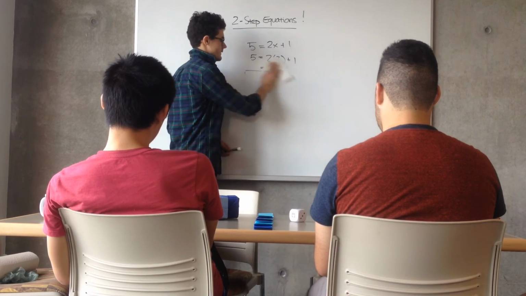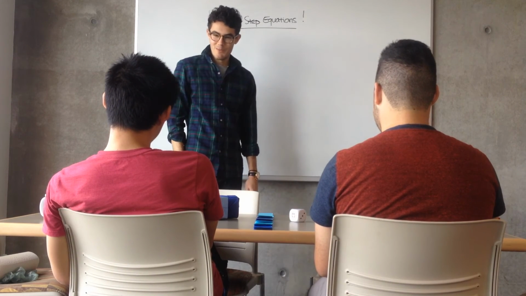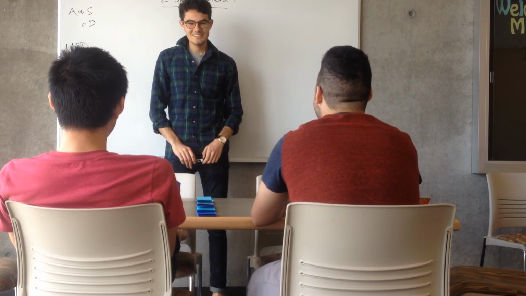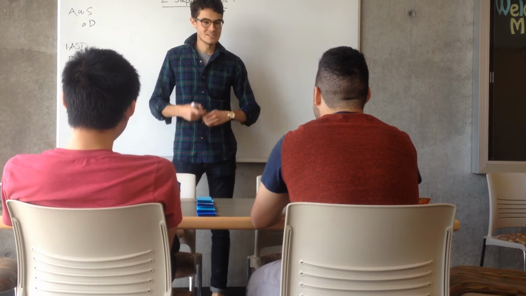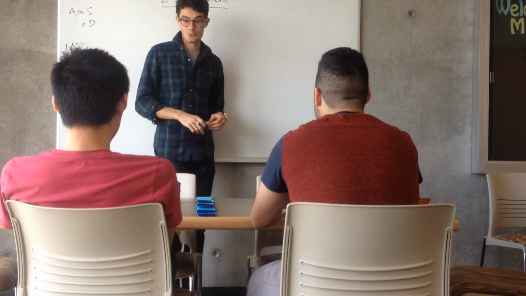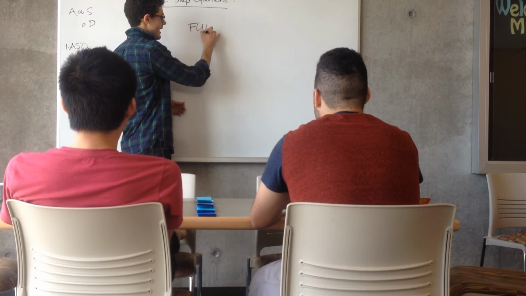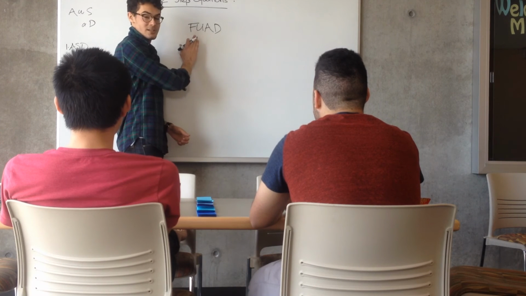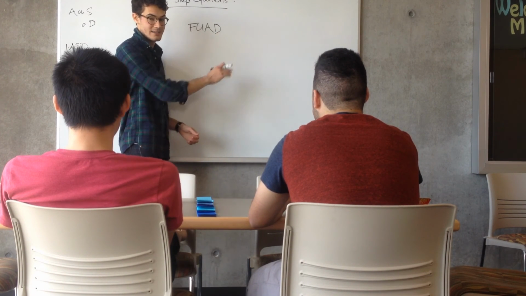But Mr. Bradley, is there an easy way to remember how to do it? Of course there's an easy way to remember how to do it. Here is how we can remember all that we learned about two-step equations in a handy acronym and rhyme. F-U-A-D. FUAD stands for: to find the unknown, add, then divide.